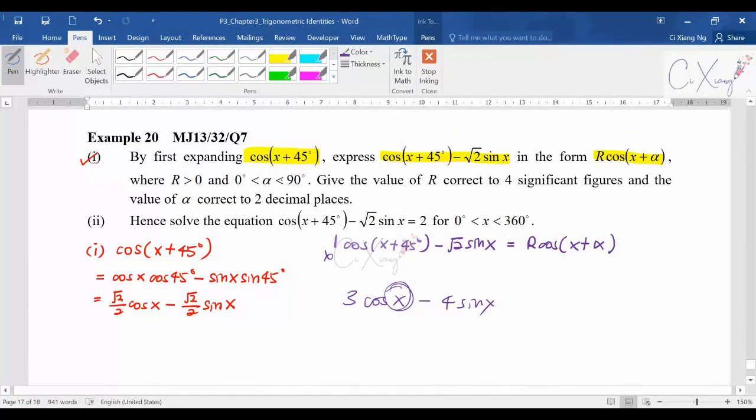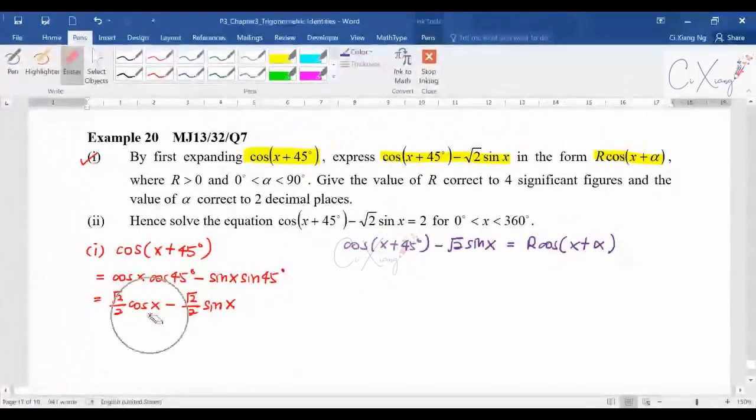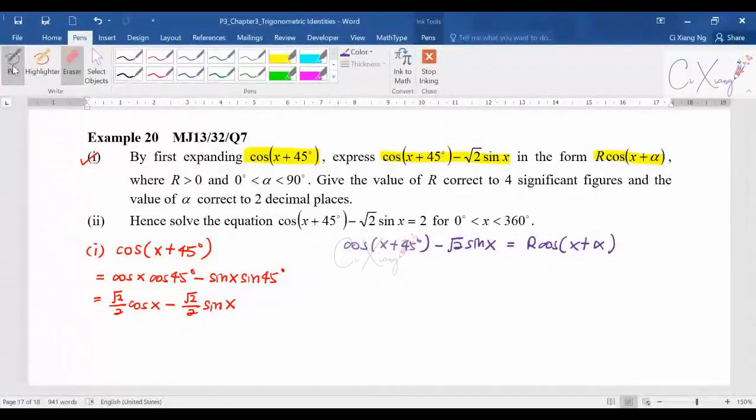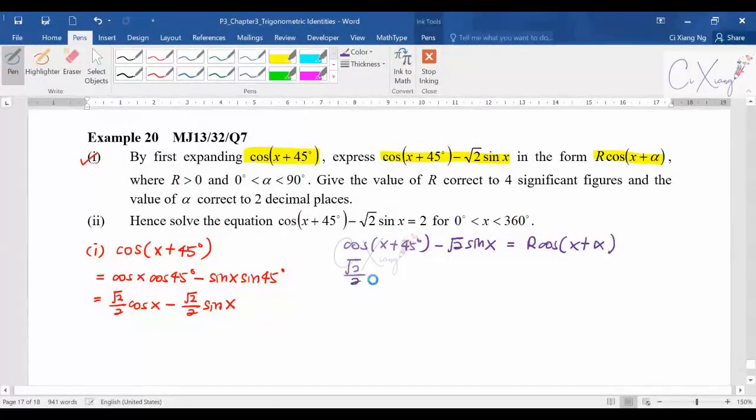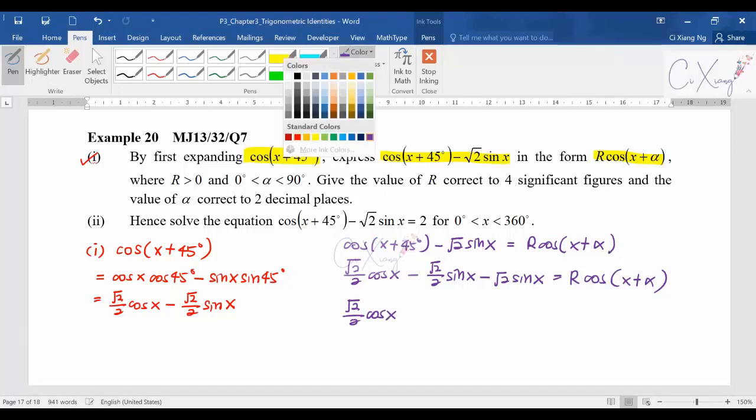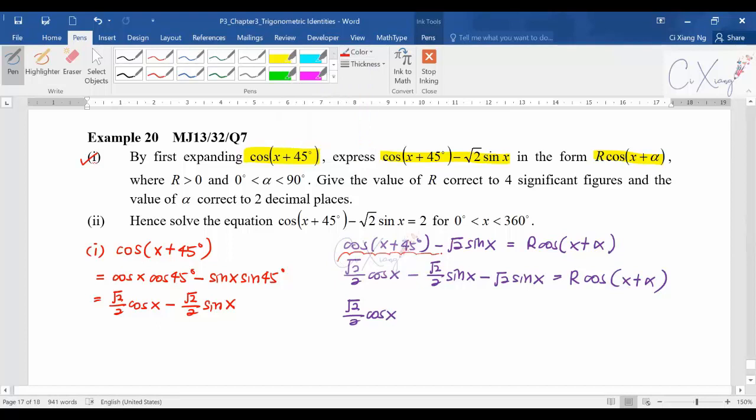If you want to change this to the compound angle formula, generally you need to apply the expansion of what you have just now. So I will bring this over here, and therefore I have square root 2 over 2 cos x minus square root 2 over 2 sine x, then minus square root 2 sine x again, and that equals r cos(x + alpha). Now let us continue. The cos x is cos x, no problem at all. Before I continue, I will put a small note here so that you know that I take it from this part.